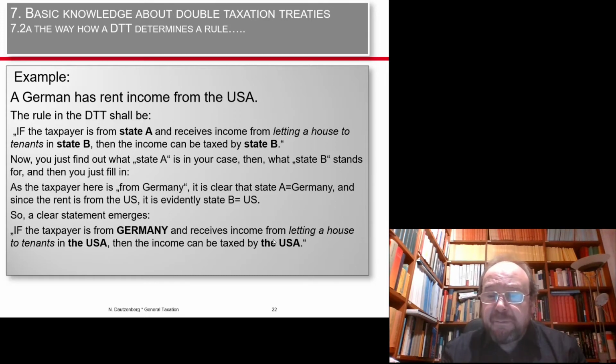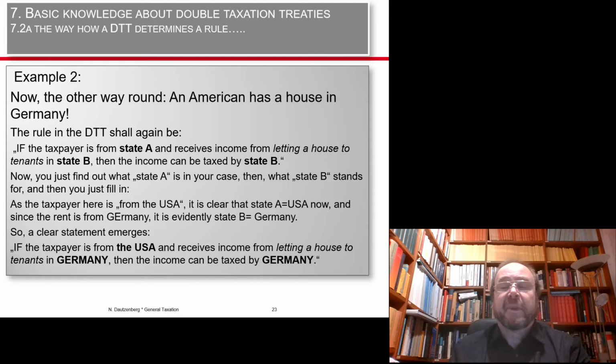And receives income from letting a house to tenants in state B. Well, what is state B in our case? State B is USA. So we know state B, USA. Wherever state B is now mentioned, we read instead of state B, USA. Then it works. So you get a very clear and precise sentence. If the taxpayer is from Germany and receives income from letting a house to tenants in the USA, then the income can be taxed by the USA. So our result under the DTT is USA can tax the rent income.